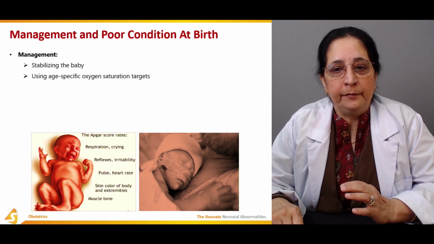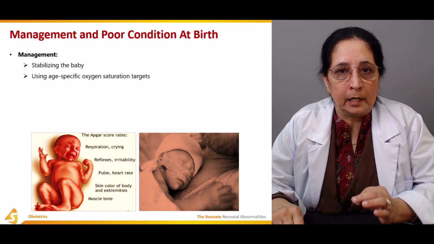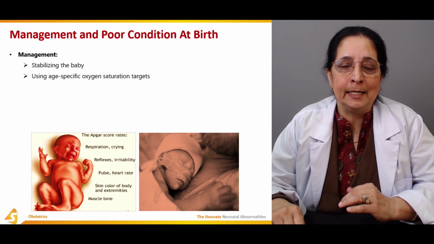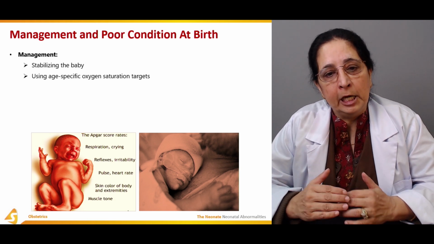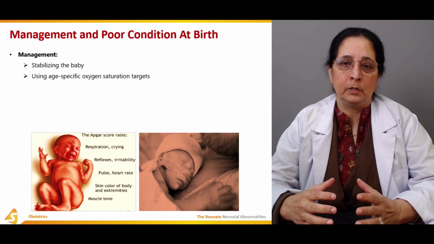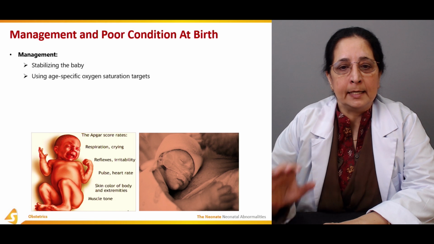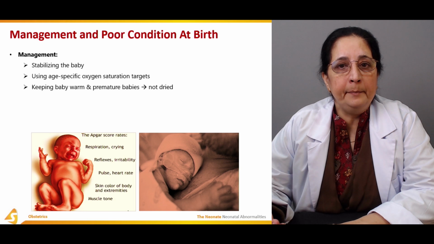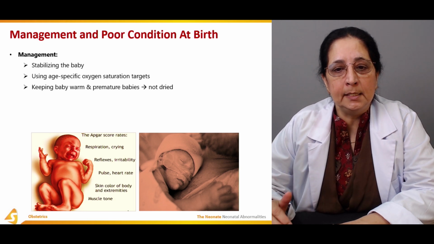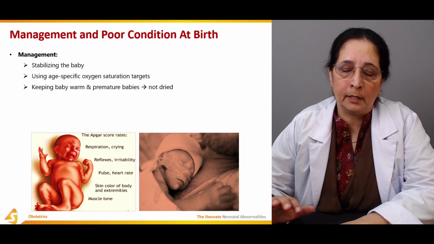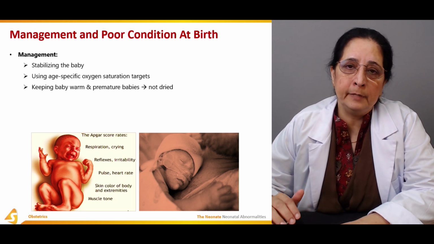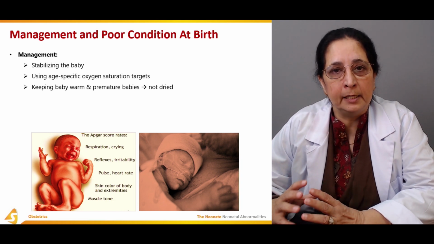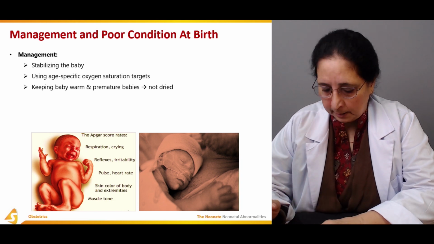Using age-specific oxygen saturation targets, again, is important. Oxygen saturation should be maintained depending on the age at which it is given. Keep the baby warm, and premature babies should not be dried. It's important that babies which are premature are kept in incubators, in a warm environment, and not dried.